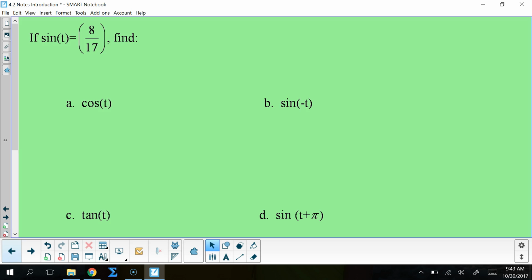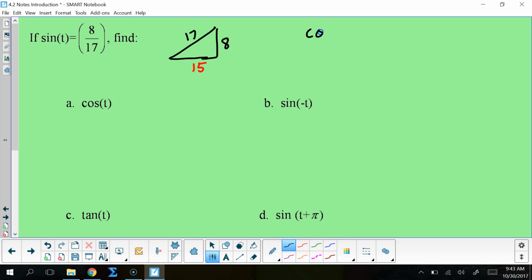The first way is you could say, well, if the sine of t is 8 over 17, that means that my right triangle is set up like that. And you could use our old friend Pythagorean to find the other side, which is 15. Agree? Okay? The other way is you could use the hammer.